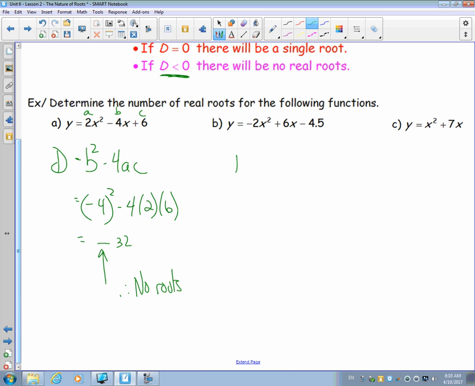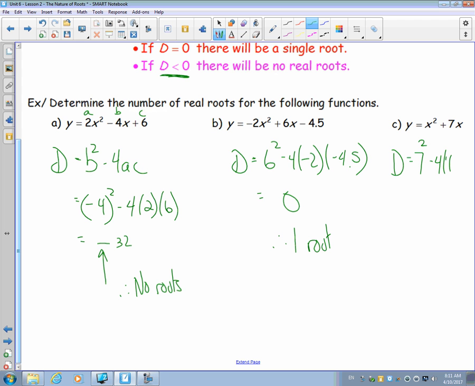If we try the next one, discriminant equals b squared minus 4ac. Make sure your signs are important. So negative 2 and negative 4.5. Into our calculator we go, and we get the value 0. The 0 means there's one root, and the vertex is the 0. And the third one, I put this one there to point out something. So b squared is 7 squared minus 4 times a is 1, times c, and c is 0. There's no number over here. So if you're missing a part or a piece, that means it has to be a 0. Comes out to 49. 49 is a positive number, so that tells me there's two roots.